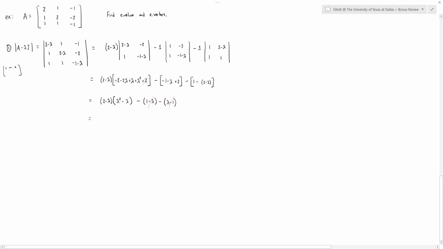So what we really have is 2 minus lambda. And then lambda squared minus lambda, we can factor a lambda out from these 2 terms. That leaves us with lambda minus 1 remaining. So then if we set this equal to 0, we get eigenvalues of 2, 1, and 0.